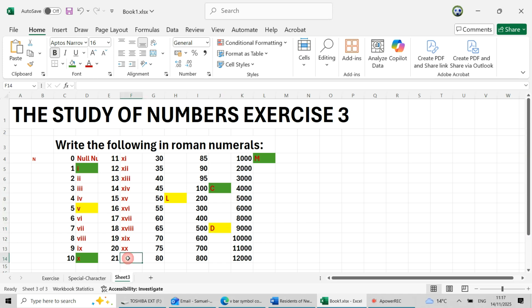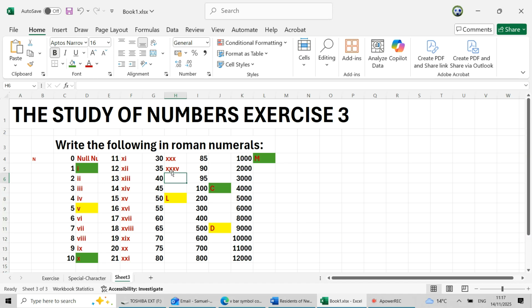So 21 is XXI. That is 20, which is XX, plus 1, which is I. Of course, we need to deal with a small i, not capital I. 30 is 10 times 3, which is triple X. Remember, that's the maximum value we can repeat a number. What about 35? We know that 30 is triple X, and then when we add 5, we get 35. So 5 is V.